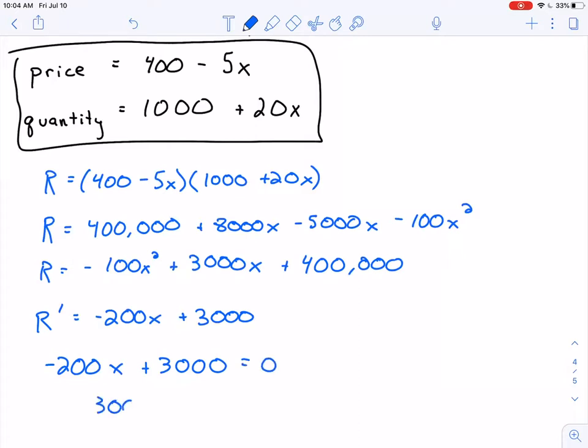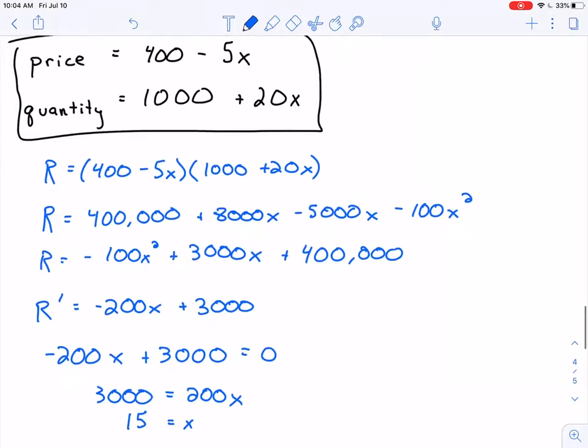So 3,000 equals 200x. So it appears I have x equals, oh boy, let me just double check my math here, 3,000 over 200, I've got 15, there we go. x is equal to 15. So here is a critical number that I've come up with. x equals 15.